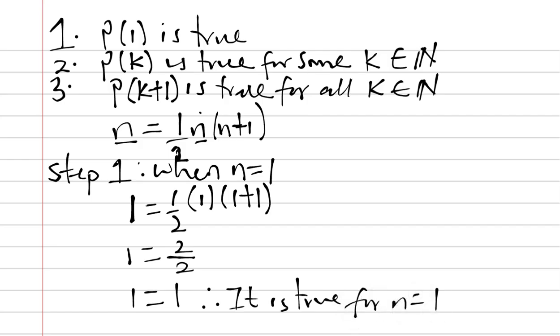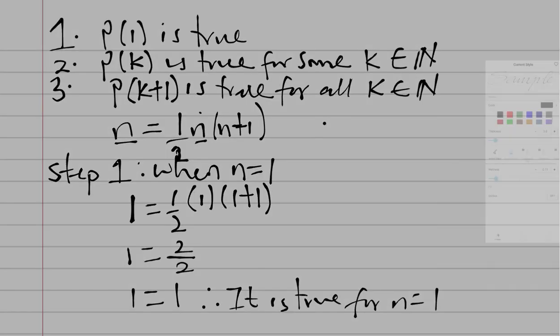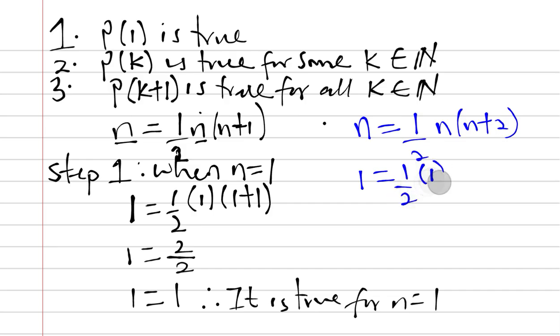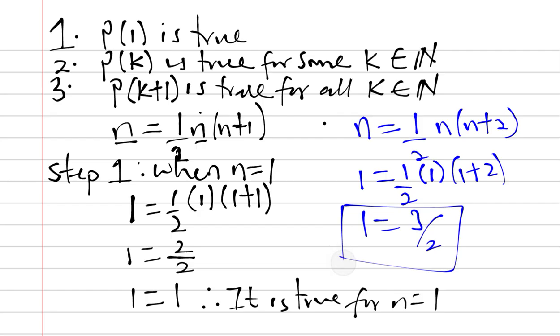If you are in an exam and you do it for n equal to 1 and the two sides are not equal, let me change the color. Let's say the question is 1 over 2 n into n plus 2. Then I will have 1 equal to 1 over 2 times 1 times 1 plus 2, which gives us 1 equal to 3 over 2. In this case, you can see that 1 is not equal to 3 over 2, so you say it is not mathematically true.